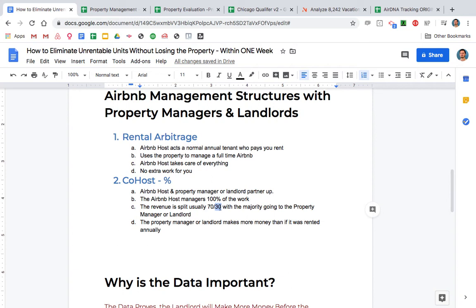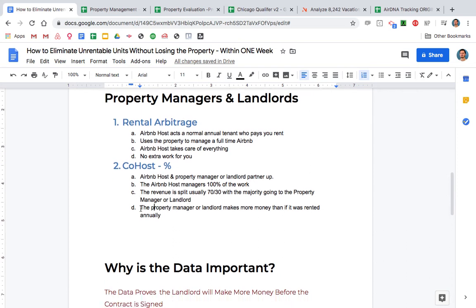The reason that this number is so high is because there's a lot of work that goes into running an Airbnb, significantly more than goes into running a property management, where property management is typically around 10%. Okay, so that's why, and even at these numbers, it still works. Now, the property manager will make more money than if they were to rent out the home annually. That's the objective. That doesn't always happen. Not rarely, but there's a lot of scenarios where this hasn't happened, okay?